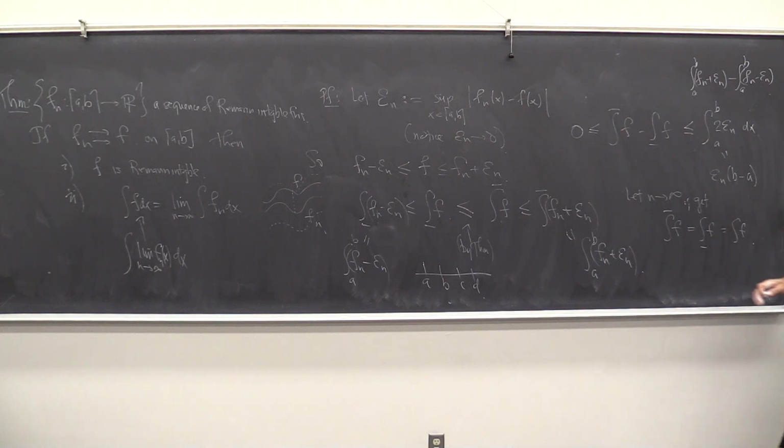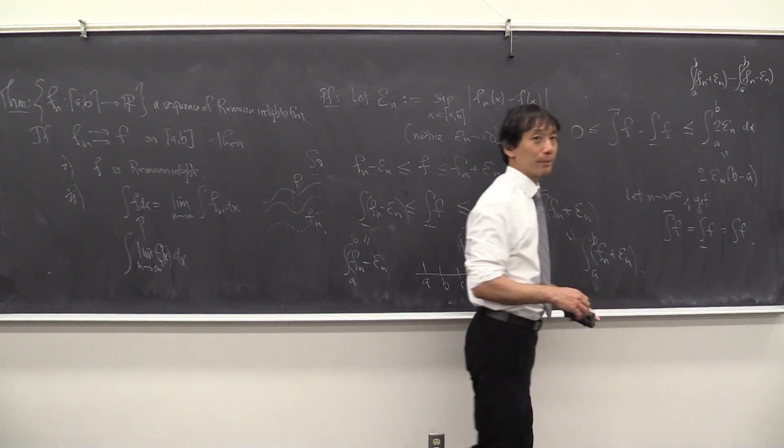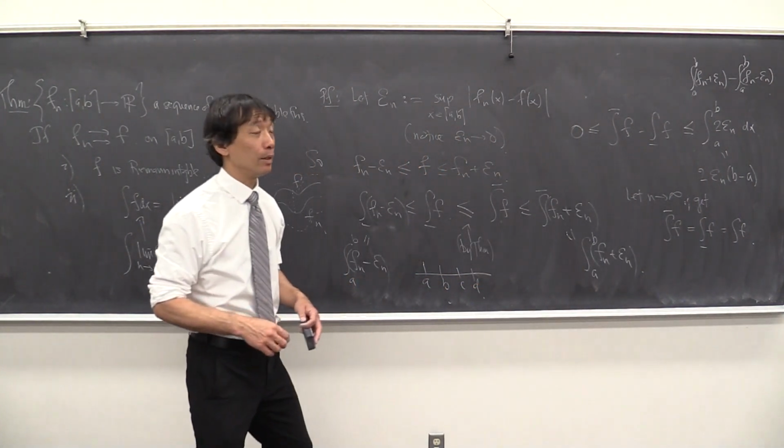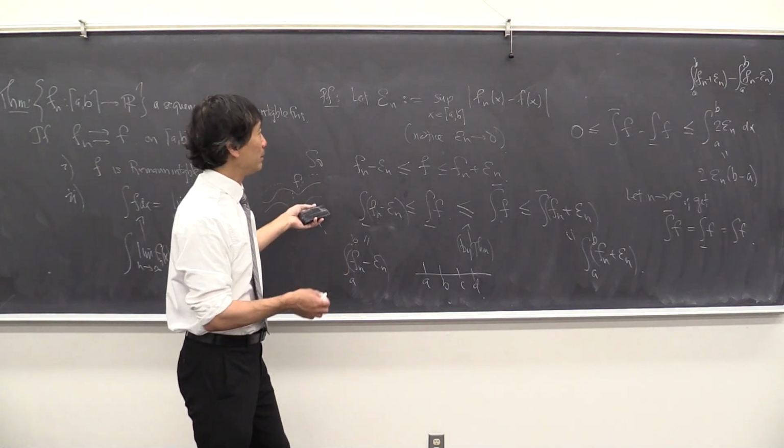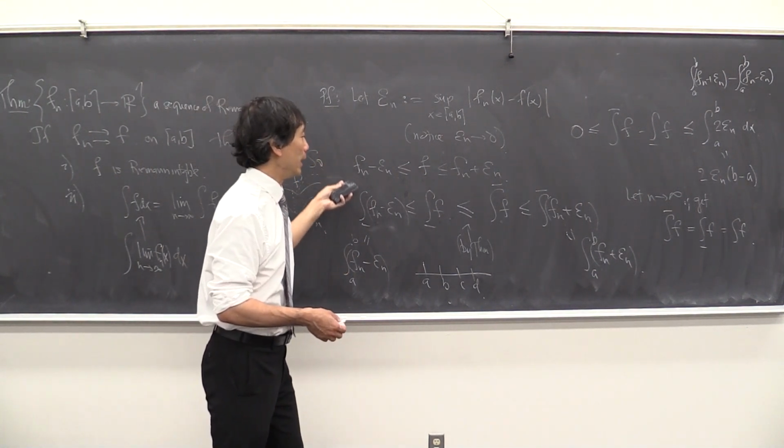Just wondering, where did the 2 go? Oh, sure. It doesn't matter. As n goes to infinity, it still goes to 0. Yeah, but you're right. Absolutely. Okay. Right. Okay, so that gives it to you, right?